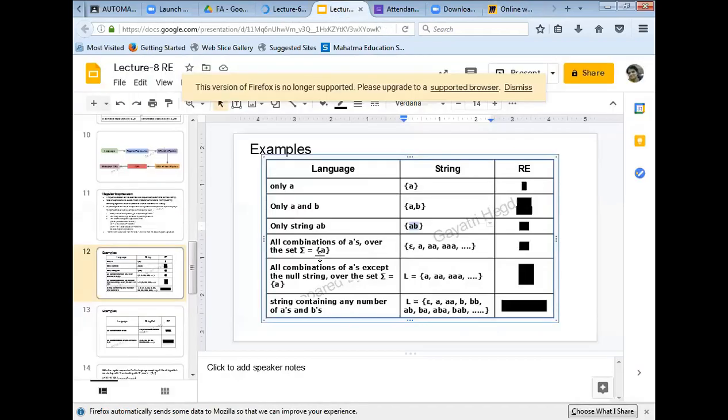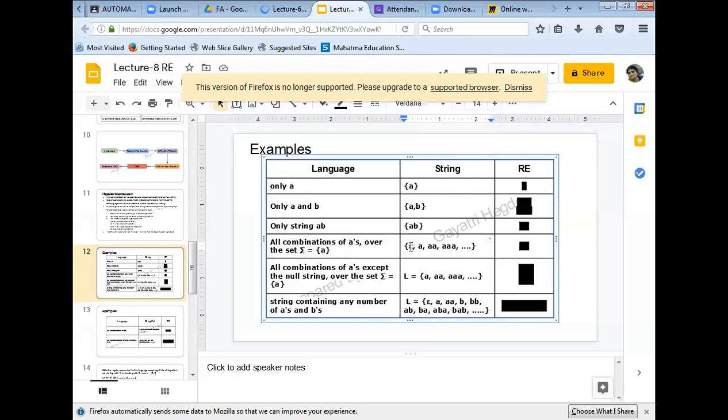Now coming to the next example. What is the string that my next language consists of? All combinations of A's over summation equal to A. What do you mean by this? All combinations of A's over the set summation equal to A. Iska matlab hai, the language consists of only A's. Any number of A's, that is zero or more number of A's. Epsilon represents 0 A's. Okay, you have to remember this representation. It is 0 A's, next is 1 A, next is 2 A's, 3, 4, 5, and so on, infinite.